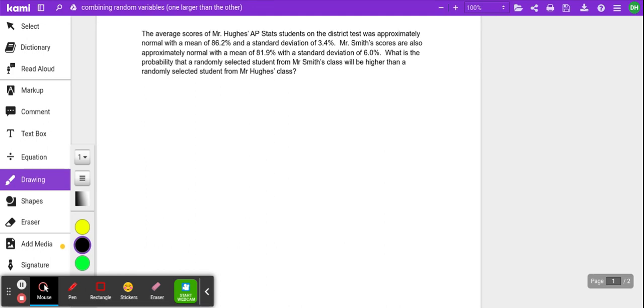All right, so we have this problem. This is a pretty standard problem for what they call combining random variables, and basically saying, what's the probability that one is larger than the other one?